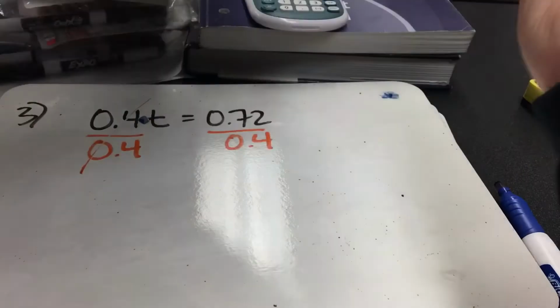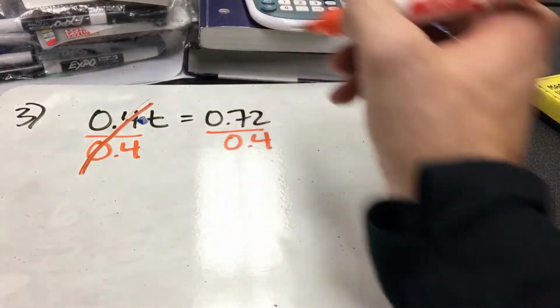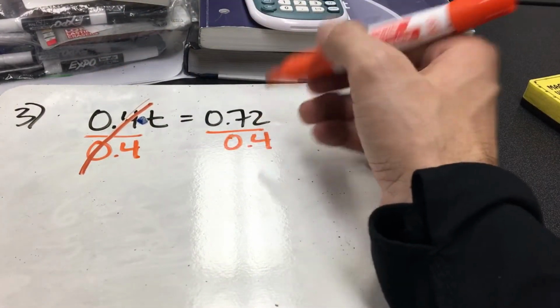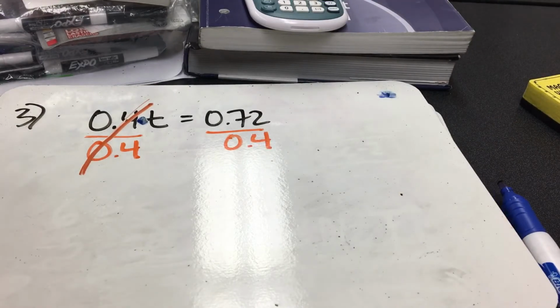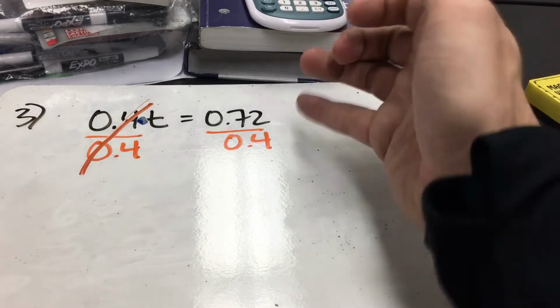Just like on the last one, anything divided by itself equals 1. Same idea right here. That goes away, and this is your answer. There's no need to do any keep, change, flip. There's no need to do reciprocal when they're decimals.